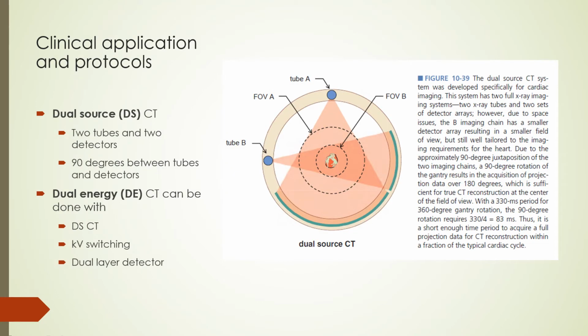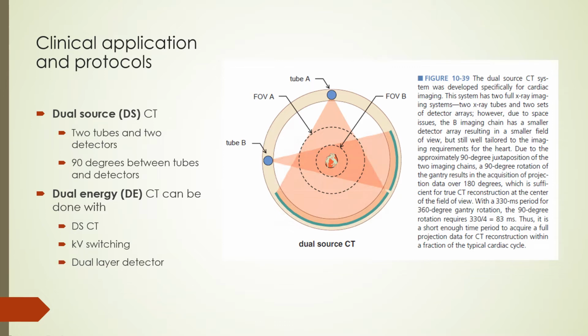Dual source dual detector CT was developed to help speed up CT scans for applications like the cardiac imaging we learned about on the previous slide. Dual source CT scanners have two tubes and two detectors. Having two tubes means each tube only needs to travel a minimum of 90 degrees for a complete CT scan to be possible. Recall that the minimum angular requirement is 180 degrees plus fan angle.